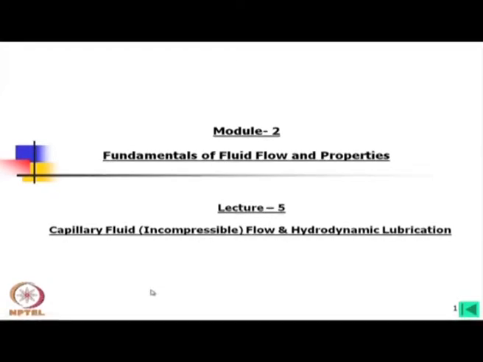Today's lecture is on capillary fluid, incompressible flow and hydrodynamic lubrication. This is under module 2, which is fundamentals of fluid flow and properties. In the last classes, we have learned some basic properties of fluid and also basic mathematics on the fluid flow, such as momentum, energy equations, etc.